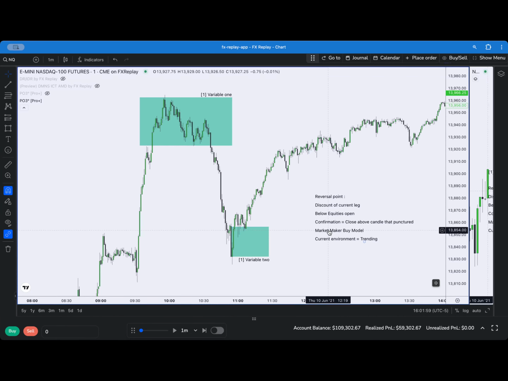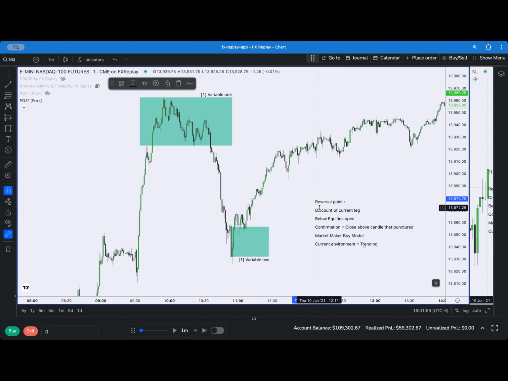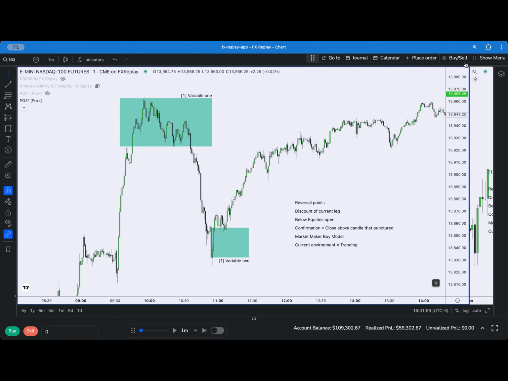I'm identifying, variable 2 is the SMR. I'm identifying what the environment is currently like, so if we're trending or we're consolidating, I'm identifying what kind of market maker buy model it is. I'm identifying the confirmation. Were we below equities open? So what price point or what opening price am I using? Am I using 6 a.m.? Am I using equities? Am I using 10 a.m.? And then were we at a discount? And then I pretty much just save this. Right, take a screenshot of it. Save. And then I move on.